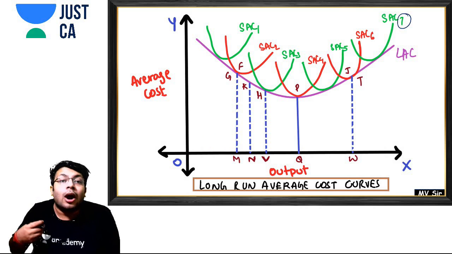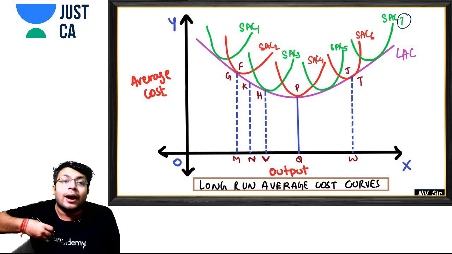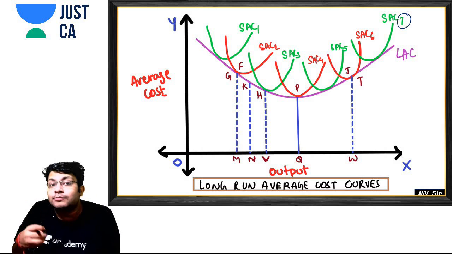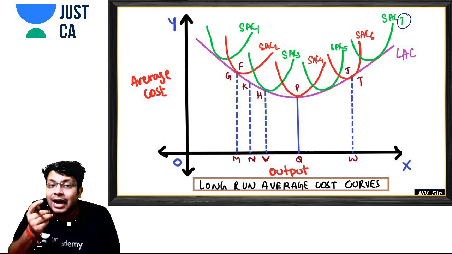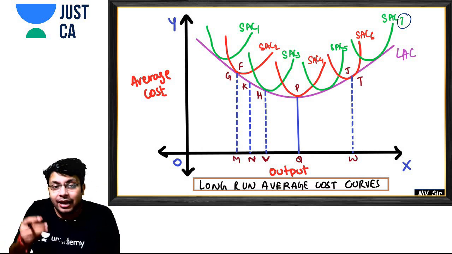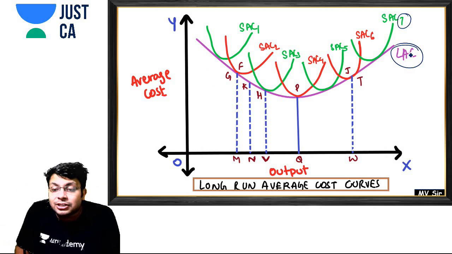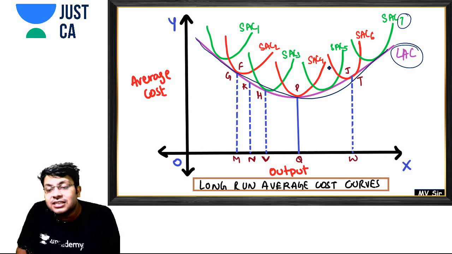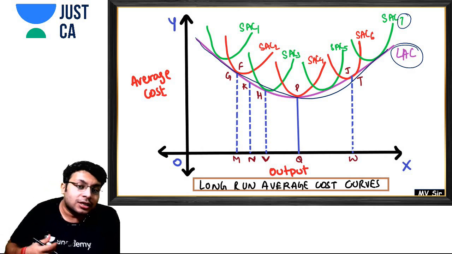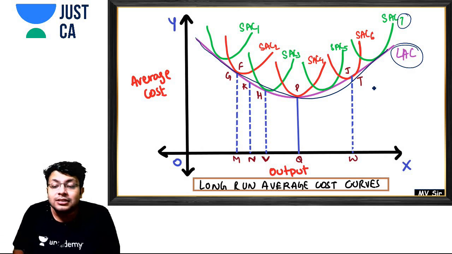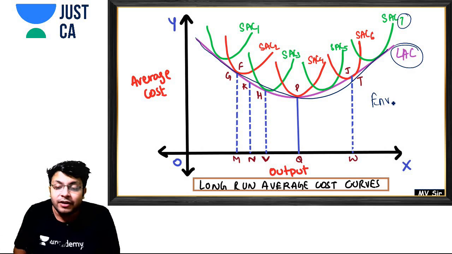Now according to my output, I'll choose my plant. How will I choose my plant size? I just studied that in my previous slide. Now your long run average cost curve is a curve which is tangent to all the short run average cost curves. So that is why we also call this curve the envelope curve.